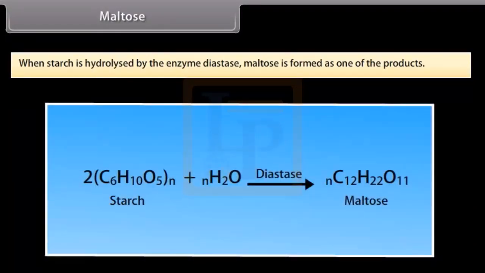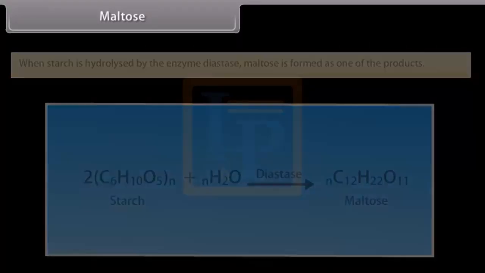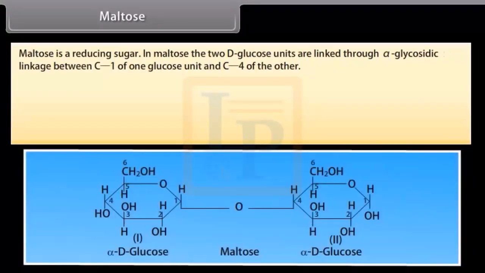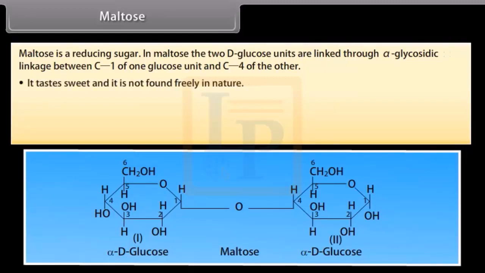Maltose. When starch is hydrolyzed by the enzyme diastase, maltose is formed as one of the products. On hydrolysis with dilute acids, 1 mole of maltose yields 2 moles of D-glucose. Maltose is a reducing sugar. In maltose, the two D-glucose units are linked through alpha-glycosidic linkage between C1 of one glucose unit and C4 of the other. It tastes sweet and it is not found freely in nature.